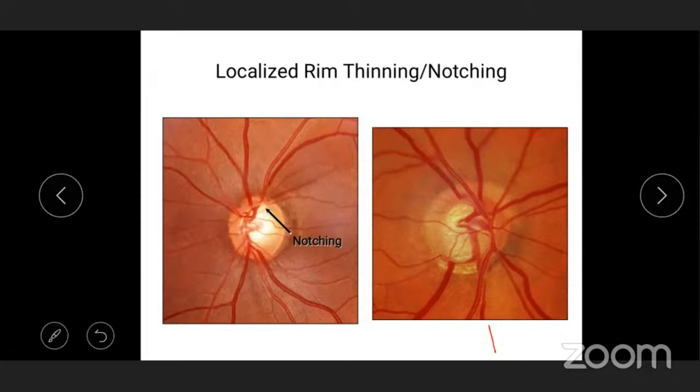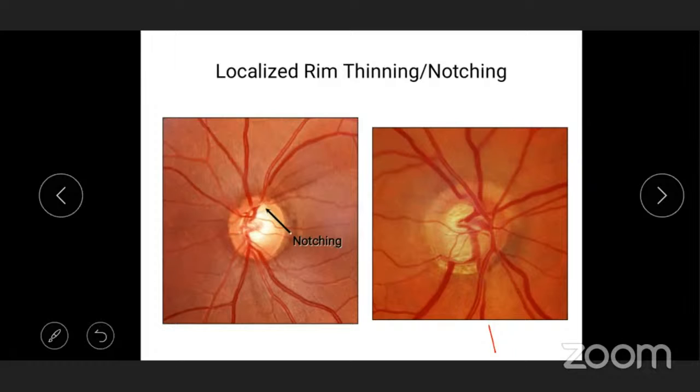And if you remember what I showed you in the previous picture, normally the rim is thickest, it's widest in the inferior part. And in glaucoma, that usually widest part is becoming thin. And it's most commonly in that area. So when you're looking to differentiate a glaucomatous optic neuropathy versus a non-glaucomatous optic neuropathy, please look at the inferior part of the disc, and inferior thinning of the rim is an important pathognomonic or diagnostic feature. It helps you in the differential diagnosis also.